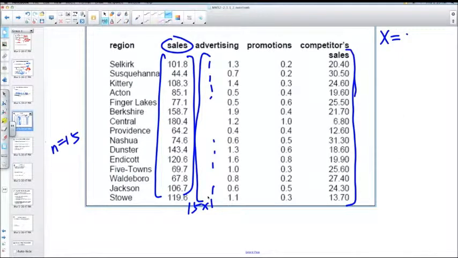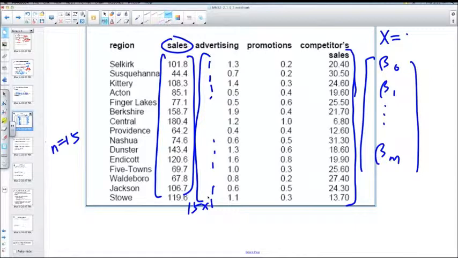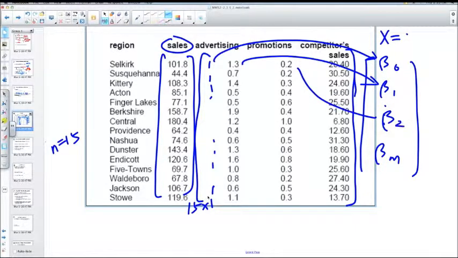This is your x, and your beta is beta 0, beta 1, up to beta m, and you see 1 times beta 0, that's the first one, then x1 times beta 1, that's the second one, and the third one, and the last one, beta 3. That's how you need to add the 1.